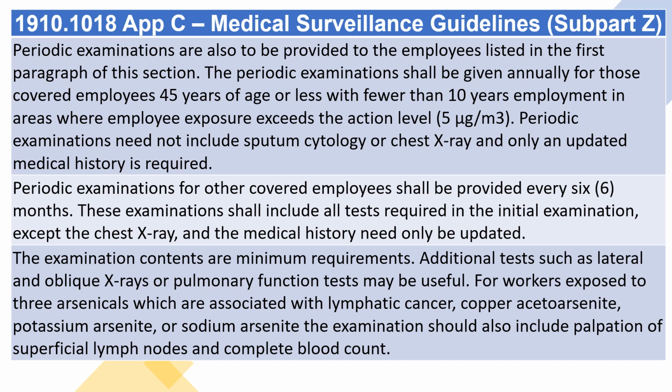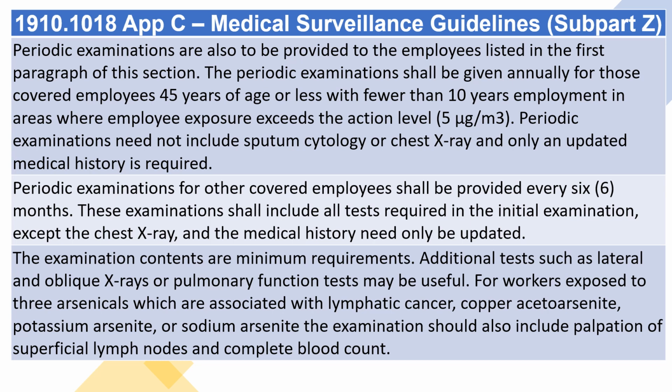Periodic examinations for other covered employees shall be provided every 6 months. These examinations shall include all tests required in the initial examination, except the chest X-ray, and the medical history need only be updated. The examination contents are minimum requirements. Additional tests such as lateral and oblique X-rays or pulmonary function tests may be useful.